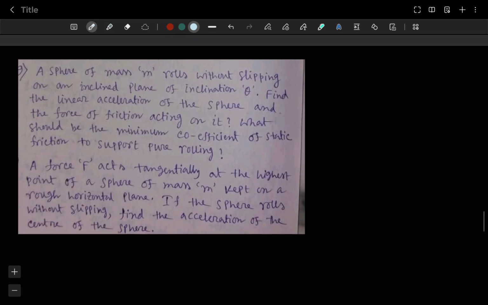Next problem. A sphere of mass m rolls without slipping on an inclined plane. See, rolling on an inclined plane, I've already discussed this in class. Okay, fine. I also gave a video lecture on this. Inclination theta, find the linear acceleration of the sphere and the force of friction acting on it. Okay, what should be the minimum coefficient of static friction to support pure rolling? Okay, so it's direct formula.